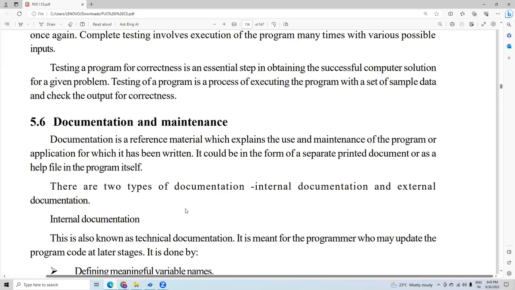Fine. But the testing team, you know what they do? They enter the percentage as 150. Your program is saying pass. So your program has failed in the testing, because the maximum percentage is what? It is 100. Second round, they enter a negative value.